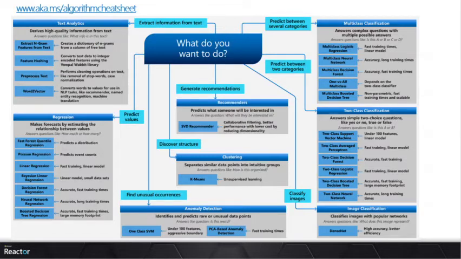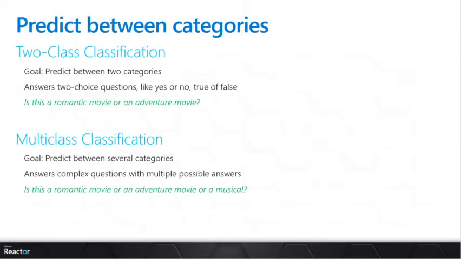We started exploring this, and I started trying to think about these different classifications. So, for example, predicting between categories. If you're trying to predict something between categories, you could either be predicting between two categories or multiple categories. So a two-class classification or a multi-class classification.